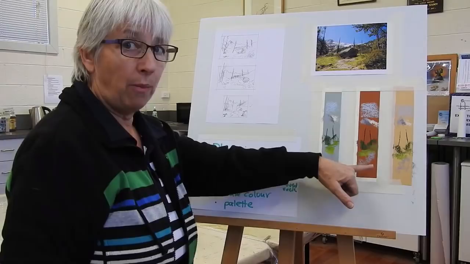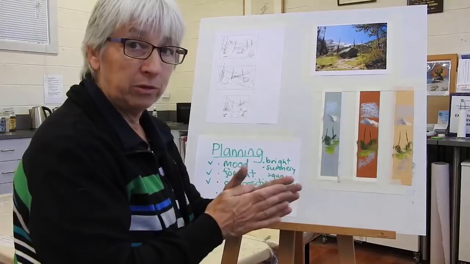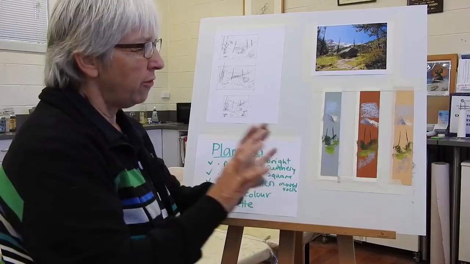The greens actually pop out against the red, and whilst at first you might not think that that red colour is a great colour for a mountain with lots of white and the blue sky, because I'm aiming for the bright summery feel, the little pop of red behind the green is going to give me a real hit of colour, and that's the one I'm going to go for.